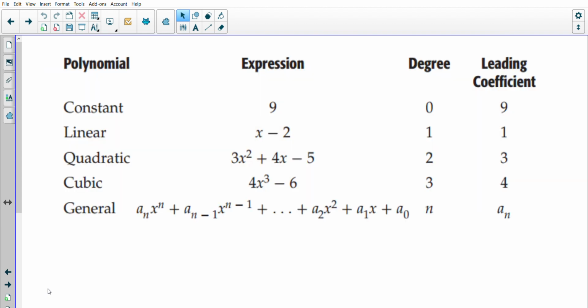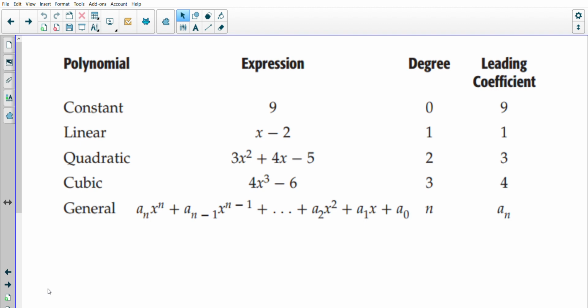All right. So now, here are some different polynomials. A constant is just a number, so it's 9. Degree of 0. The leading coefficient is 9. Linear, x minus 2, is degree 1 because it's x to the first. Quadratic, or squared, 3x squared plus 4x minus 5. The degree is 2. The cubic, 4x cubed minus 6. The degree is 3. And then the general, what we just talked about in the last slide, a sub n x to the n, and so on, is degree n. Whatever it is, we just don't know it.